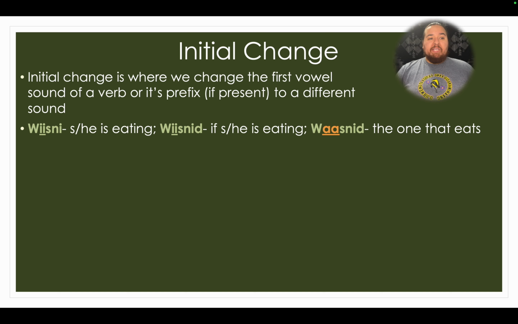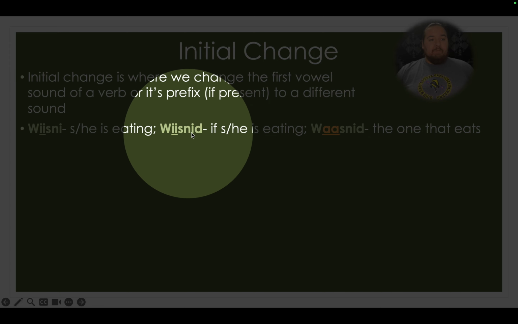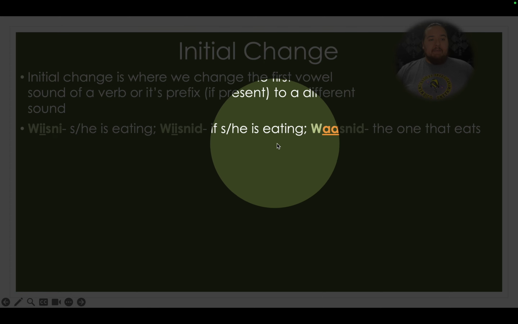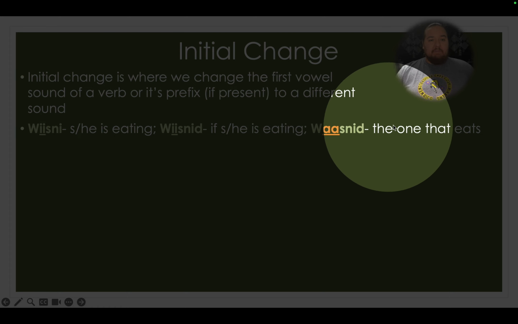So for example, we sne, she or he is eating. We snid, if or that she is eating. Wa snid, the one that eats. And so we go from A form to B form here. A form, we sne. B form, we're adding the D suffix, we snid. And then we got to change the first vowel sound in the verb, which is that double I, to make it C form. Wasnid, the one that eats.